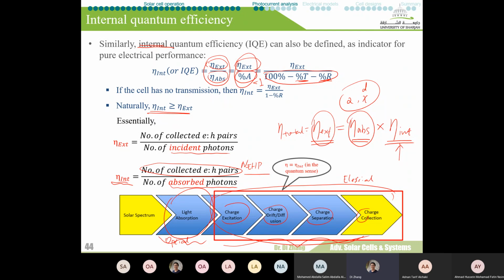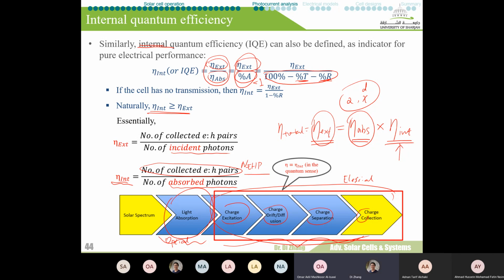Okay, do we have any questions, guys? Doctor? Yes, Omar, go ahead. Can we reach an external quantum efficiency or an internal quantum efficiency equal to 100% for a specific wavelength if we optimize the whole solar panel parameters specifically for this wavelength?